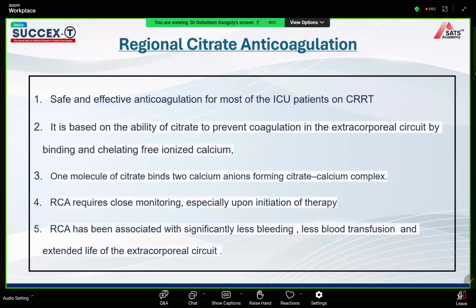Now, what is regional citrate anticoagulation? It is a safe and effective anticoagulation for most ICU patients on CRRT. It is based on the ability of citrate to prevent coagulation in the extracorporeal circuit by binding and chelating free ionized calcium. One molecule of citrate binds calcium ions forming a citrate calcium complex. Regional citrate anticoagulation requires close monitoring, especially upon initiation of therapy. RCA is associated with significantly less bleeding, less blood transfusion, and extended life of the extracorporeal circuit.